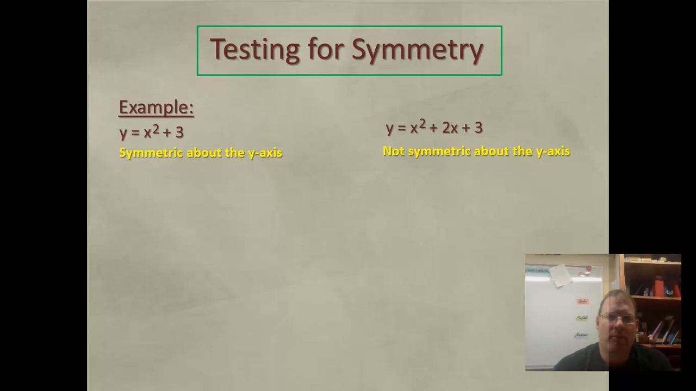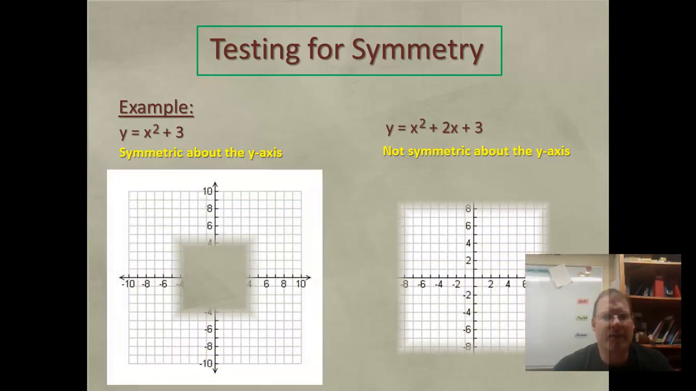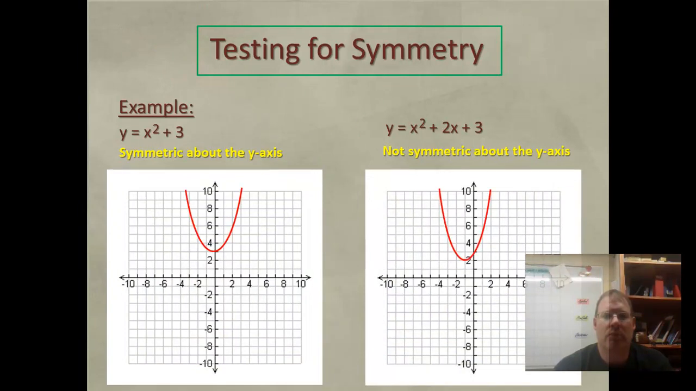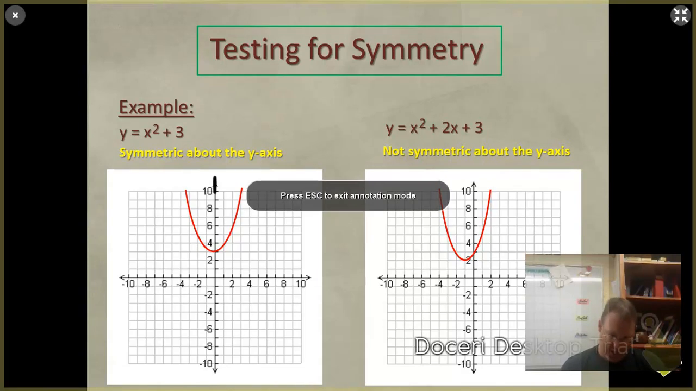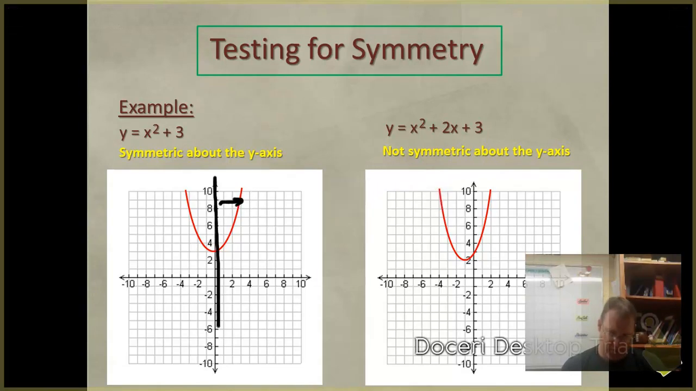Okay, so in the last example, the first one was symmetrical about the y-axis. The second one was not. If we actually look at the graphs, you can see that the one on the left-hand side is definitely symmetric about the y-axis because it's a mirror image this way and this way. This one over here, this point here is not seen over there. So it's a little bit off-center, so it's not symmetric about the y-axis.